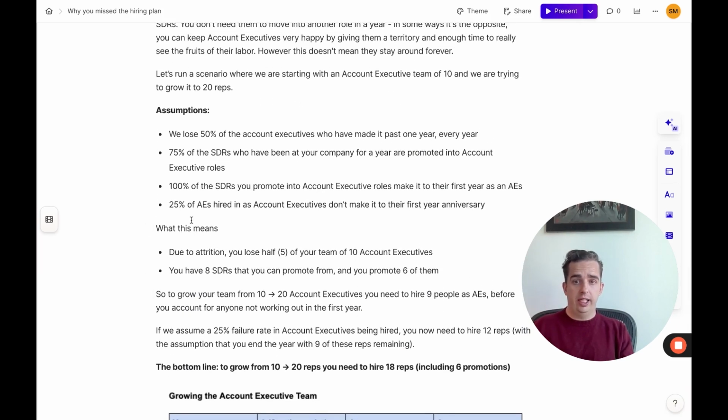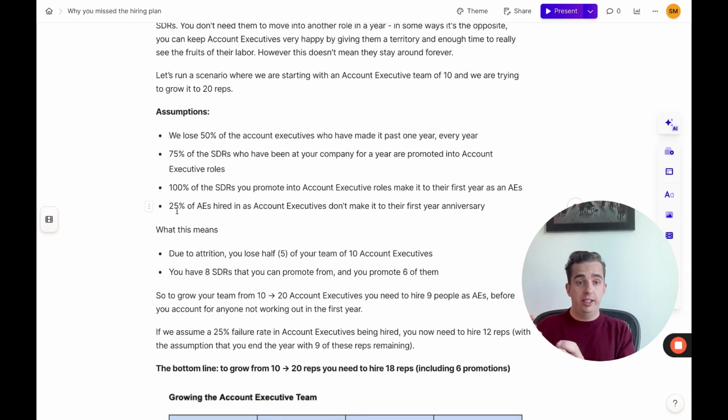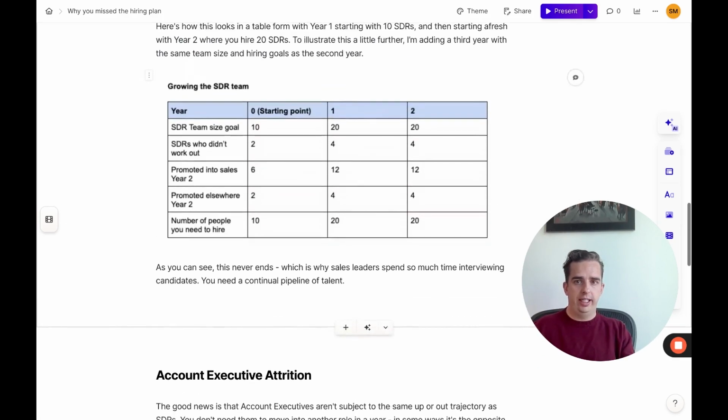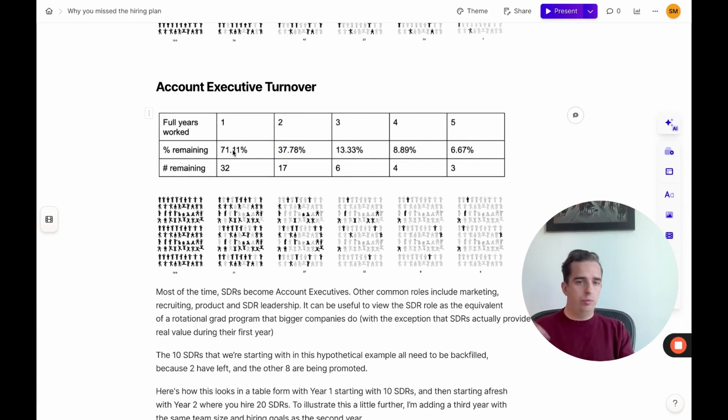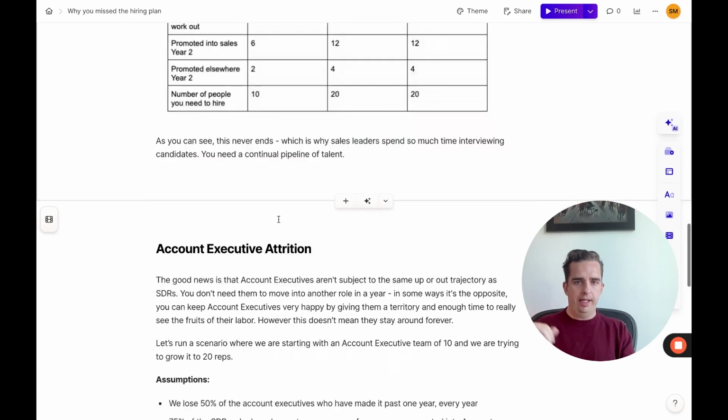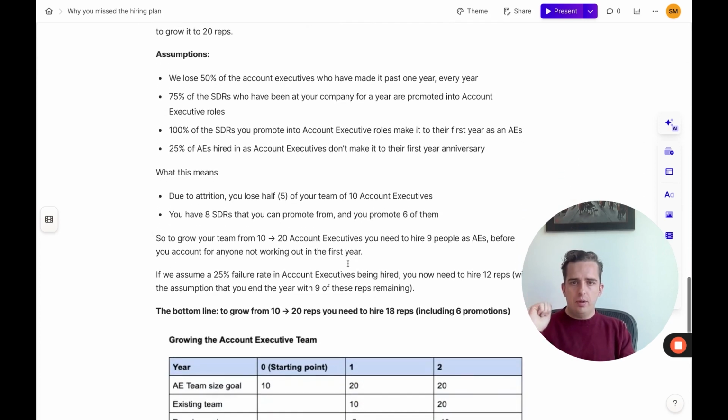The next thing we're going to say is that 25% of the account executives that we don't hire from the SDR team, rather that we hire externally, don't make it to their first year anniversary, right? And again, if we look here, we're looking at about a 29% attrition rate. I think we can do slightly better than that. But what does this mean?